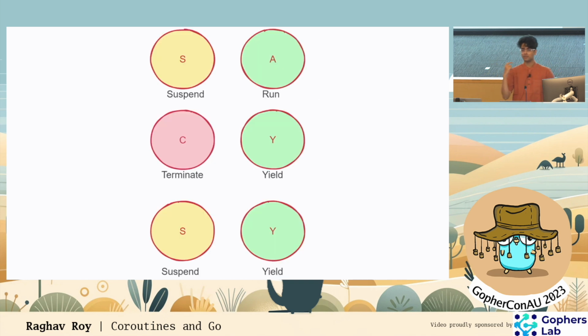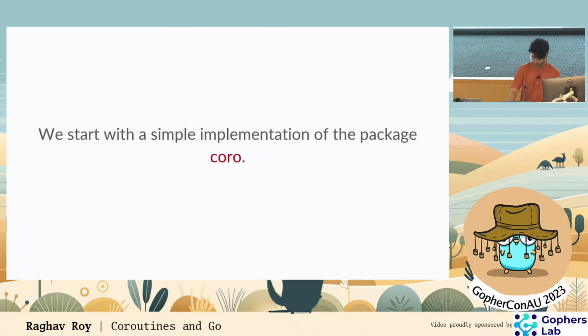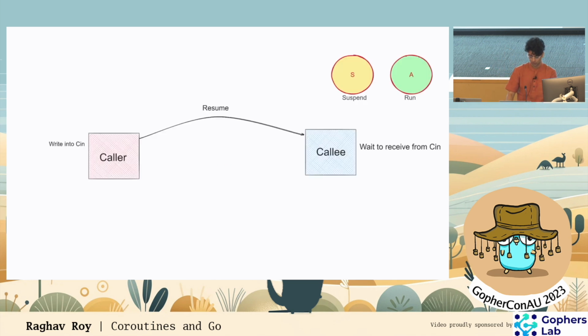So yeah, just to recap, your coroutine can do these things. You can suspend and run another subroutine. You can terminate and yield, or you can suspend control and yield. And we try to implement all of this. So we start implementing the package Coro over here.